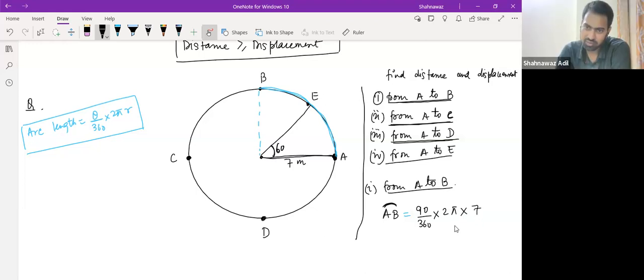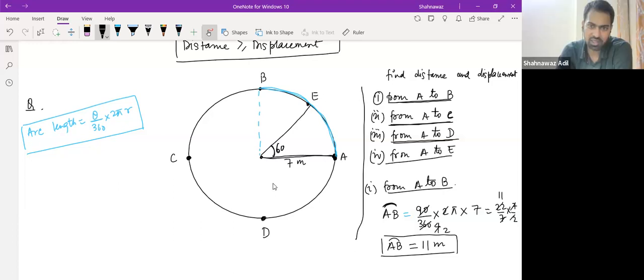Yes, sir. So this is 7. Okay, so this is 4 and this is 2. And then we have 22 by 7 into 7 by 2. So this is 11 and 7 cancels. So we have 11 meters. So this is the distance, right?